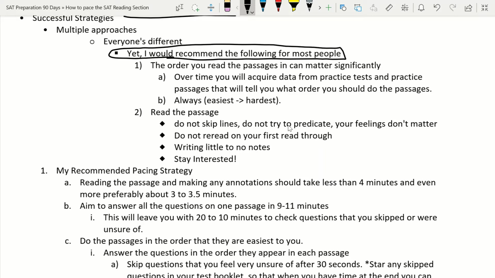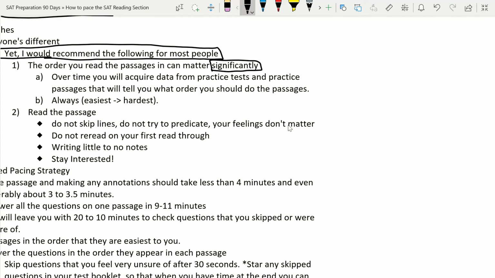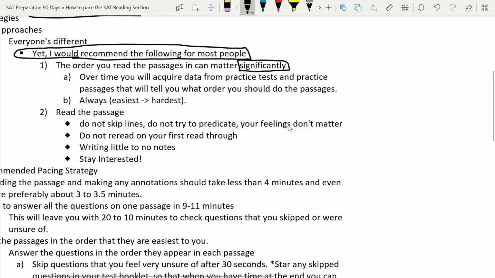The order that you read the passages in is going to matter significantly. Okay, and here's why. If you're really, really good at science passages, you want to do those first. Why do you want to do those first? Well, you want to do those science passages first because it's where you're likely to get the most points since you're really good at them. If you're really bad at the literature passage, you're going to want to do that last. That way you make sure you're securing those easy points. You always want to secure easy points on the SAT first.